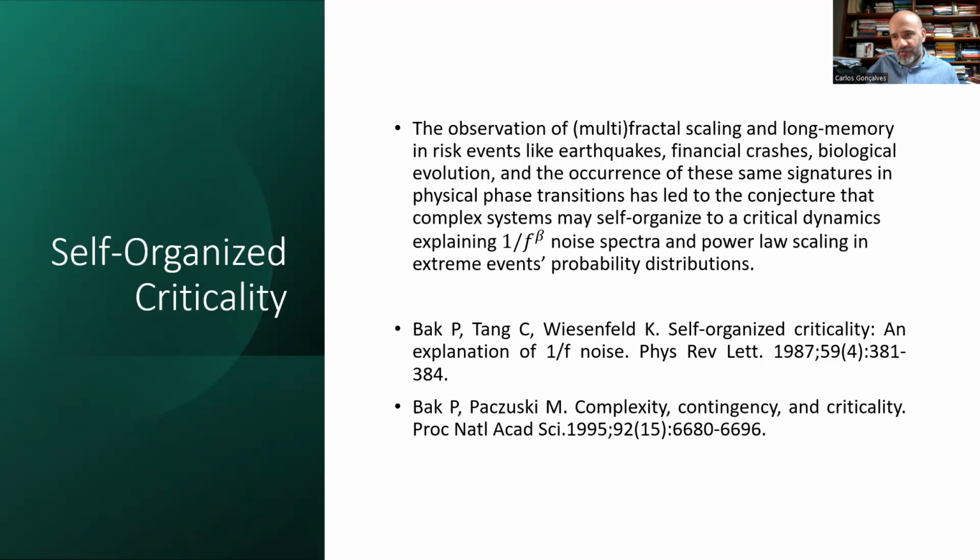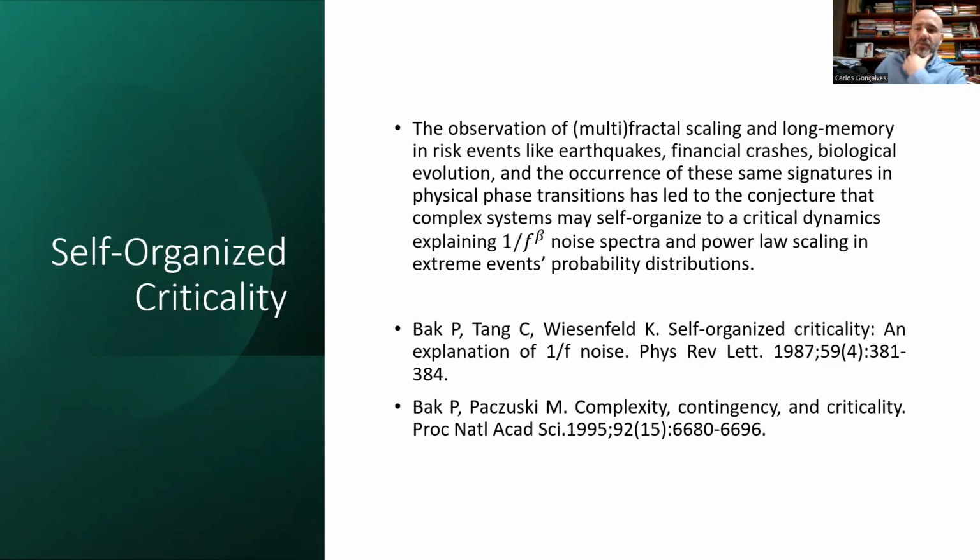So the fractal signatures occur in physical phase transitions, and the fact that these fractal signatures occur in complex systems dynamics and in risk dynamics in particular, which were addressed by these authors as well, led them to conjecture the possibility of complex systems self-organizing to these critical dynamics, and this could explain the occurrence, in spectral analysis, of 1 over f beta noise spectrum, the so-called power law spectrum, as well as power law scaling in extreme events probability distributions.